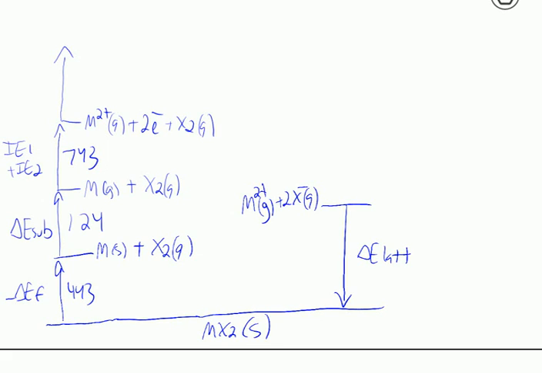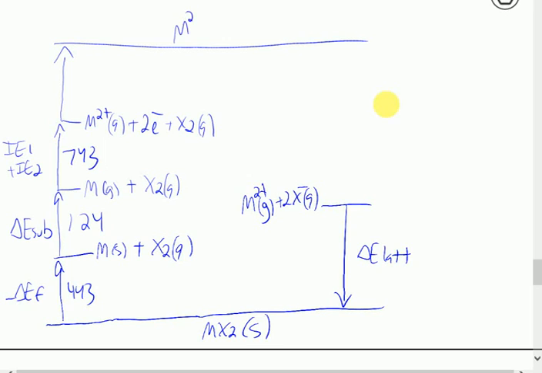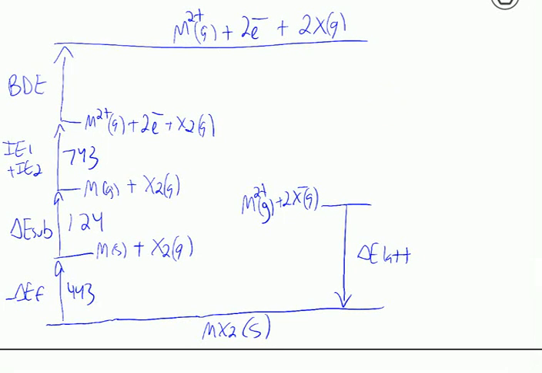Because it's X2, that means there's 2 atoms of X. And so when we dissociate it, we get M2+, still as a gas, 2 electrons, and then 2 gas phase X atoms. That's the top point of our diagram. This is what we call the BDE, the bond dissociation energy. And because we have 1 molecule of X2 involved, we just use that number as given to us.